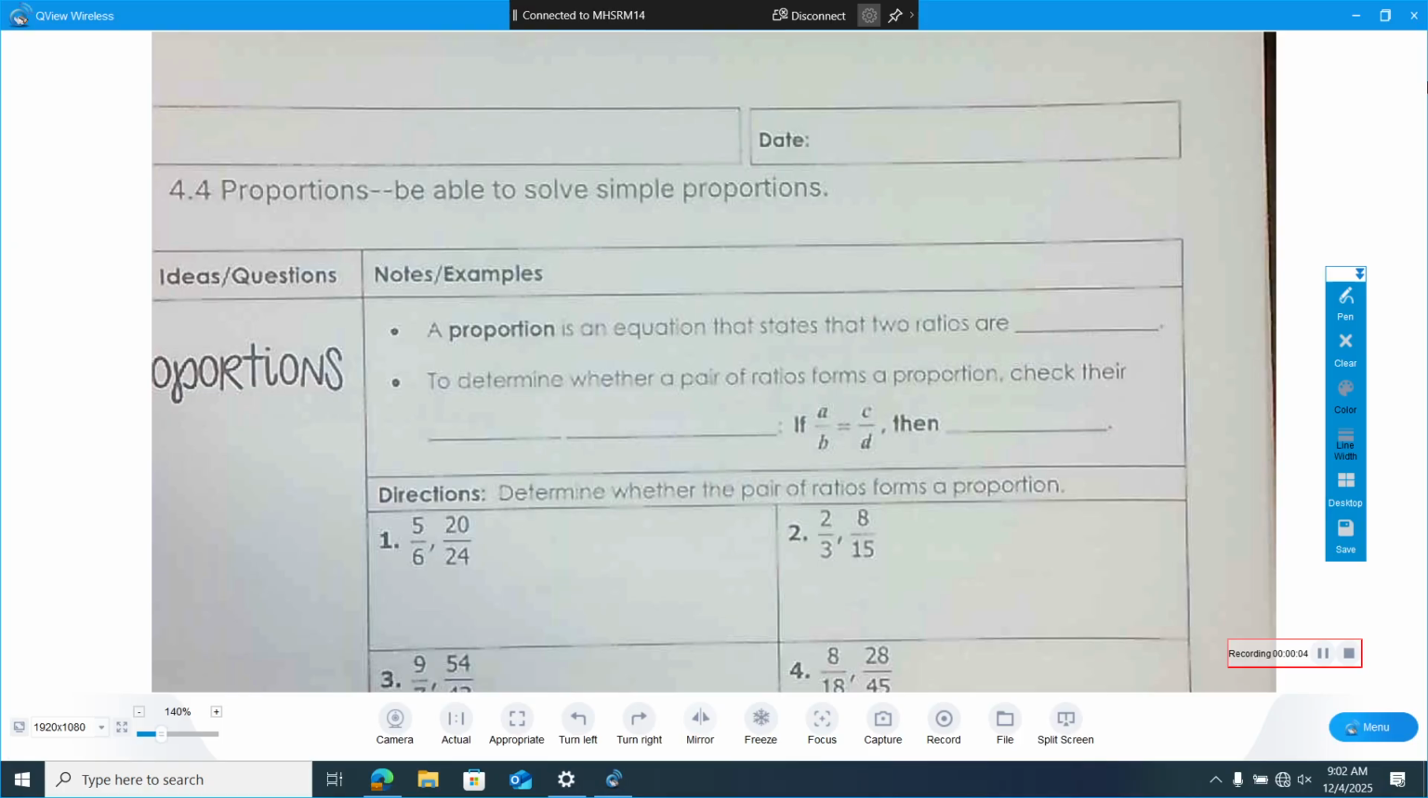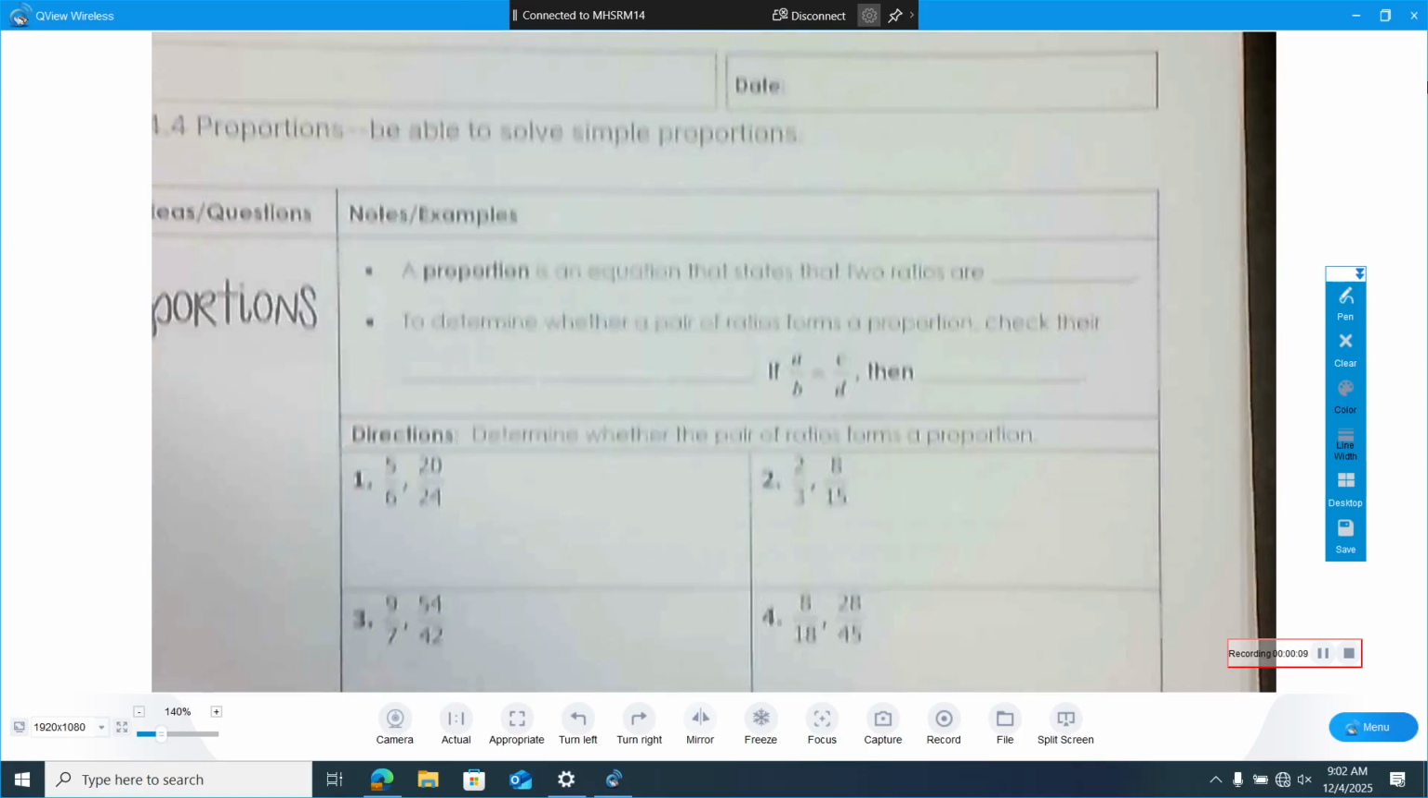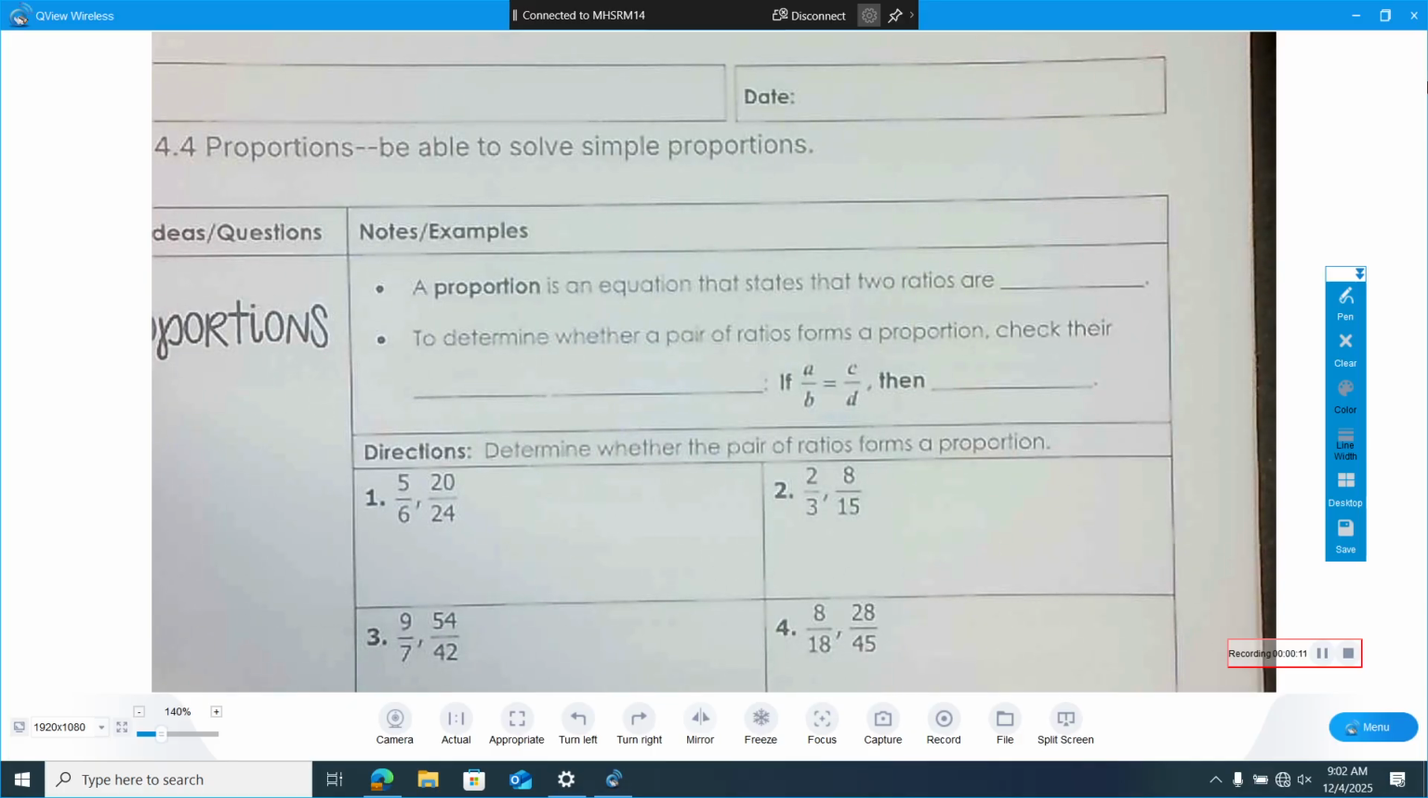Okay, today we are talking about proportions. Yesterday we talked about proportional, and we said that things were proportional when all the ratios, all the little fractions we've been creating, are the same. So those things are proportional. They have a proportional relationship.